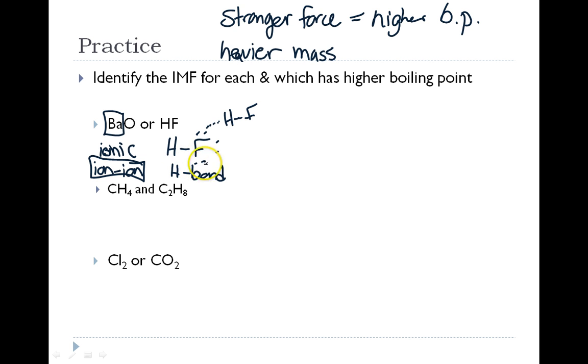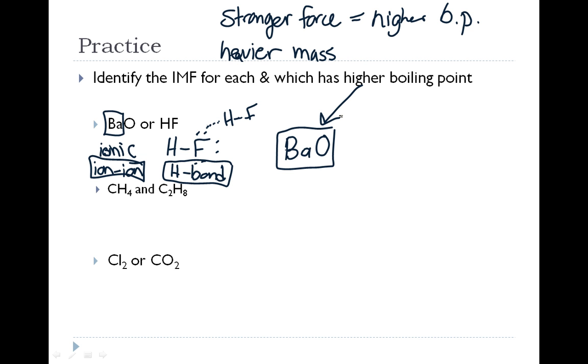Okay, so let's see. We'll compare our two kinds of forces here and figure out which one's going to have the higher boiling point. We've got ion-ion versus hydrogen bonding. Ion-ion is stronger, therefore our BaO will have a higher boiling point because it has a stronger force.